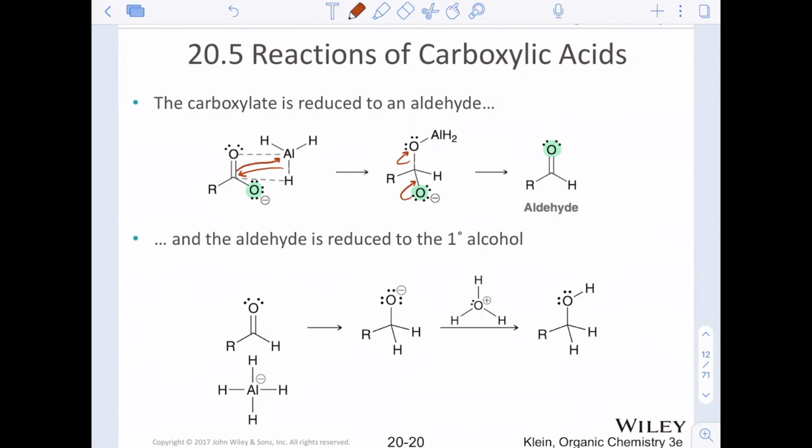And then the aldehyde is reduced to a primary alcohol, just as we had done before, where hydride now can attack the carbon of the carbonyl, kicking up a lone pair. There's no ability to proton transfer. There's no acidic proton in aldehydes. And then the H3O+ workup, which comes after, will be our proton source to protonate the alcohol itself.